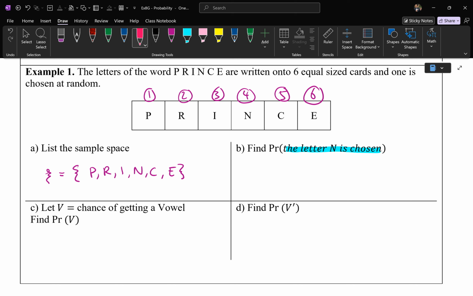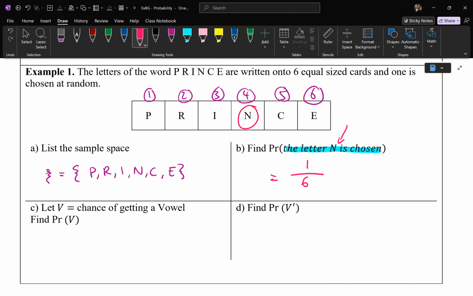What's the chances? Now to work out the chances, how many options do you have again? 6. So out of 6 options, how many of the event I'm looking for is the letter N? There's only one letter N. So hence it's 1 out of 6.